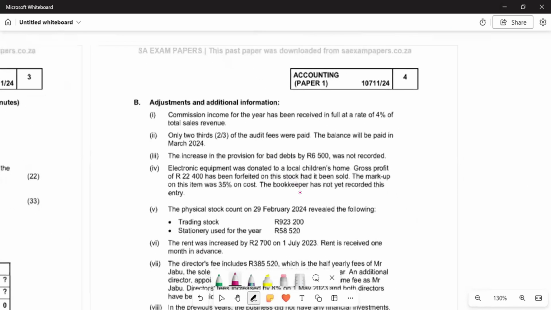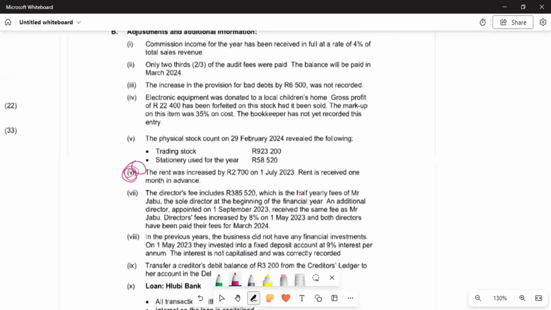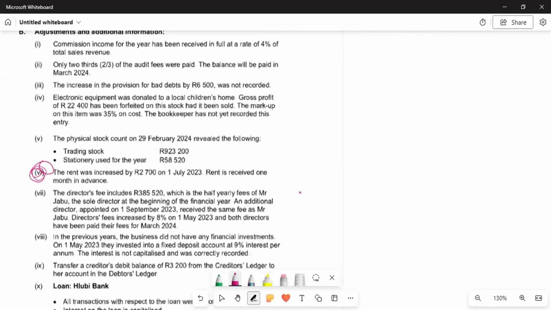Now, the transaction that relates to rent is this transaction right over here. So basically it says the rent was increased by 2,700 on 1 July 2023. Rent is received 1 month in advance. So remember, when rent is received 1 month in advance, or any income that is received in advance, we need to subtract that income because why? It's for the next financial year.